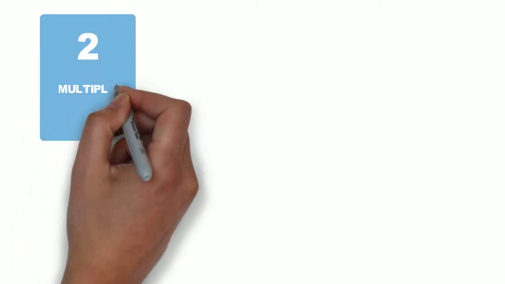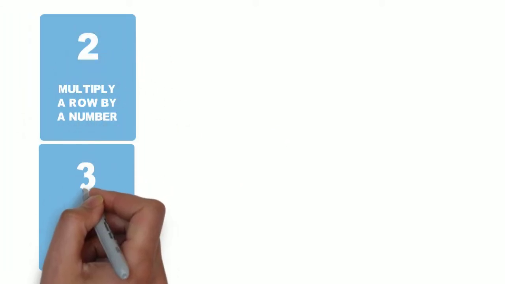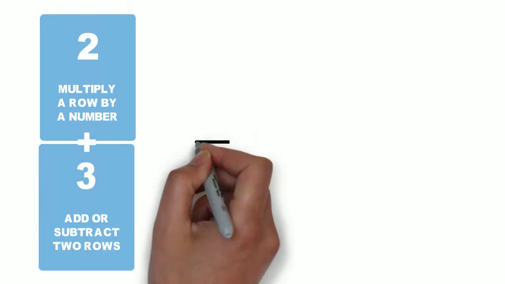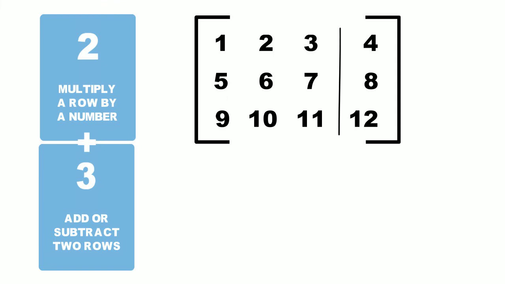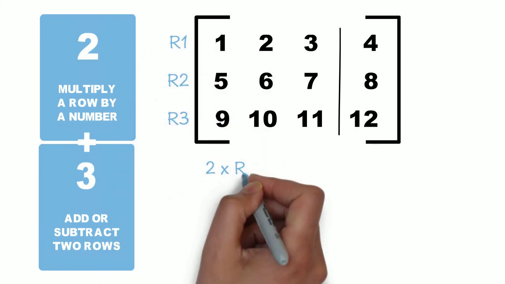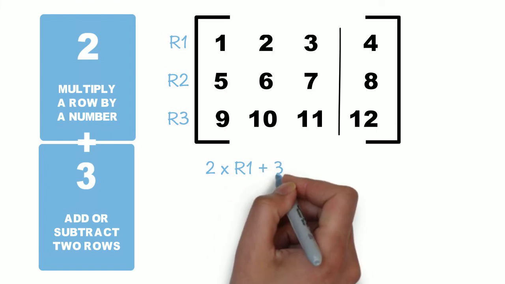Now guys, there are a couple of other things we're allowed to do. We're allowed to multiply a row by a number, and we're allowed to add or subtract two rows together. Now, the most common sort of row operation you're going to see is actually going to combine these together. And so it might look something like this. We might have this matrix right here, and we might want to do something fancy like take 2 times row 1 plus 3 times row 2.